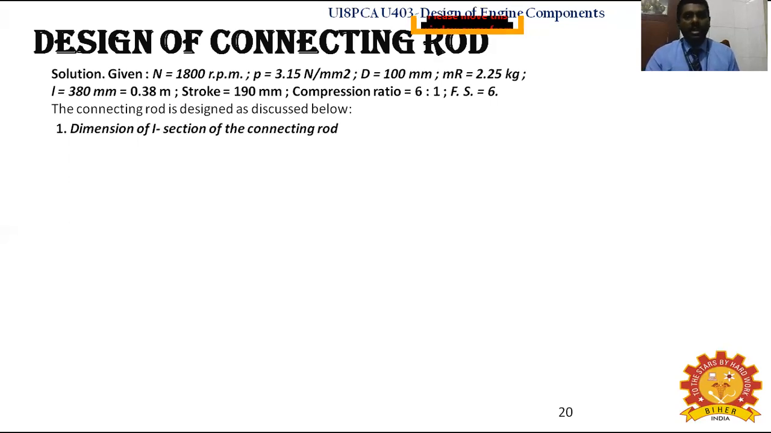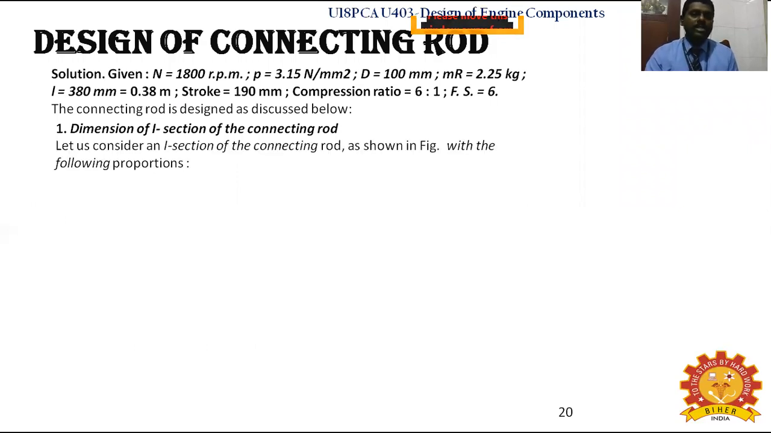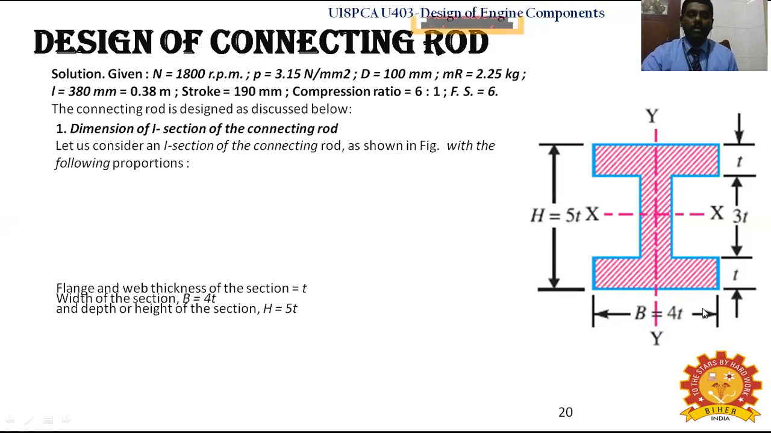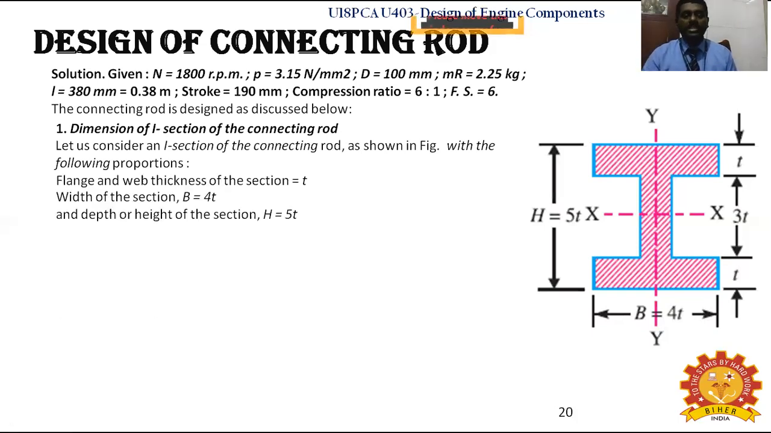So now for the design, first we consider the dimensions of the I section of the connecting rod. Let us consider the I section of the connecting rod with the following proportions, as we saw in the design procedure: the thickness, the height and the width of the I section. So flange and web thickness is T, the width of the section is 4T and the height of the section is 5T.